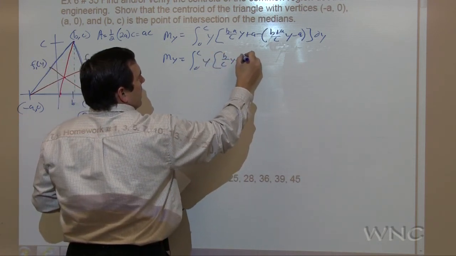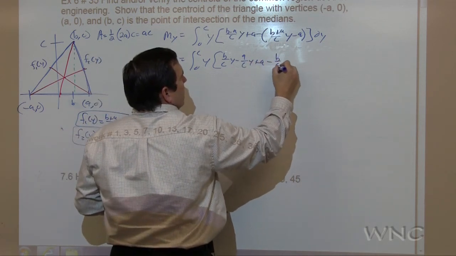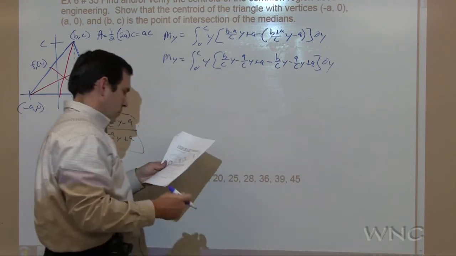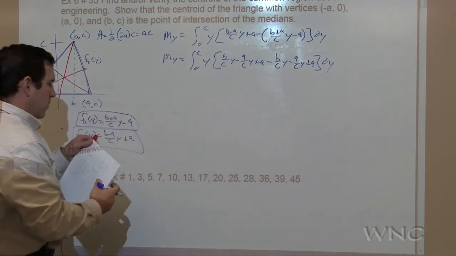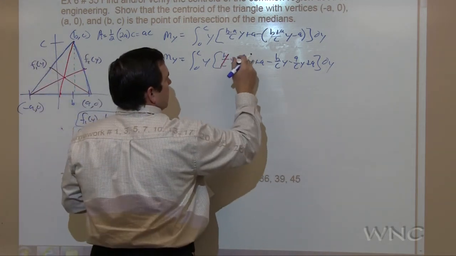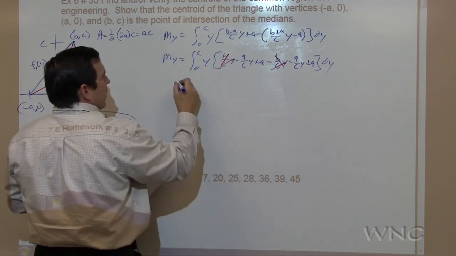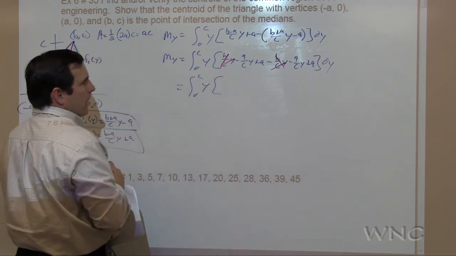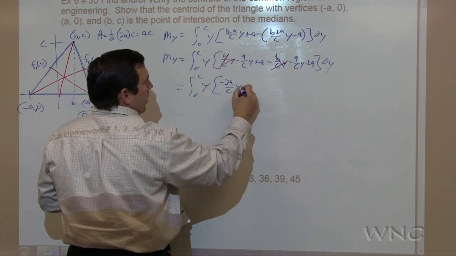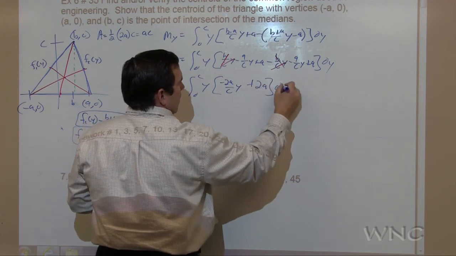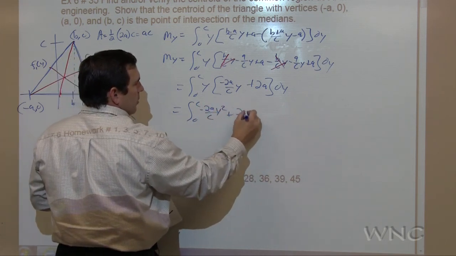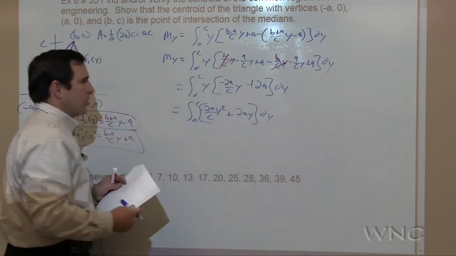It's B over C Y minus A over C Y plus A minus B over C Y minus A over C Y plus A. So this is going to be, stuff's going to go away, B over C Y, and we end up with the integral from 0 to C of Y times, okay, we have A over C Y, negative A over C Y minus A over C Y, so minus 2A over C Y. A plus A is plus 2A. So we have the integral from 0 to C of negative 2A Y squared over C plus 2AY. And that shouldn't be too bad to integrate.